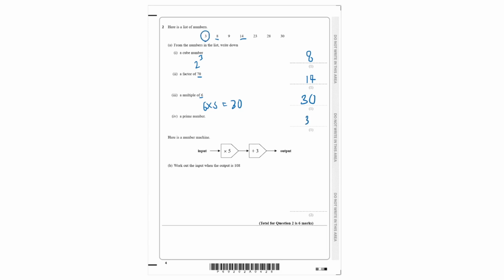Here's a number machine. Work out the input when the output is 108. So that means an unknown times 5 plus 3 is equal to 108. So we can bring 3 to the other side. We have 5x is equal to 108 minus 3, which is 105. And then when we divide both sides by 5, we have x is equal to 21. So the input is 21.